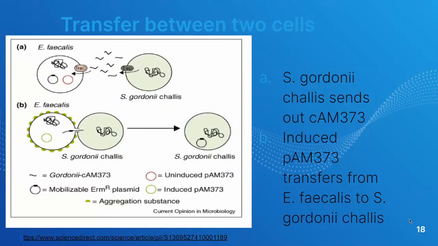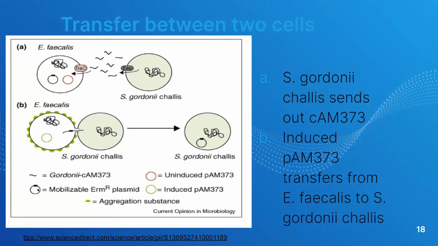In this figure, we can see how E. faecalis is able to donate the antibiotic resistance through the help of pheromone-responsive plasmids to a different bacteria. In this case, it is the S. gordonii challis receiving antibiotic resistance. In section A, we can see how the S. gordonii challis bacteria releases the gordonii cAM373 pheromone that is detected by the E. faecalis that is carrying the plasmid pAM373.